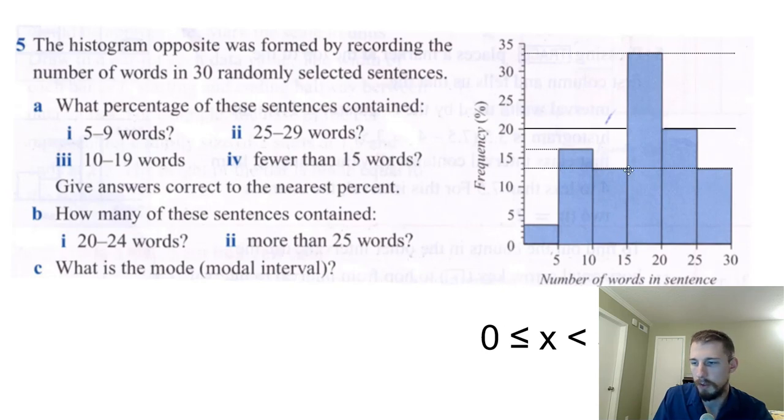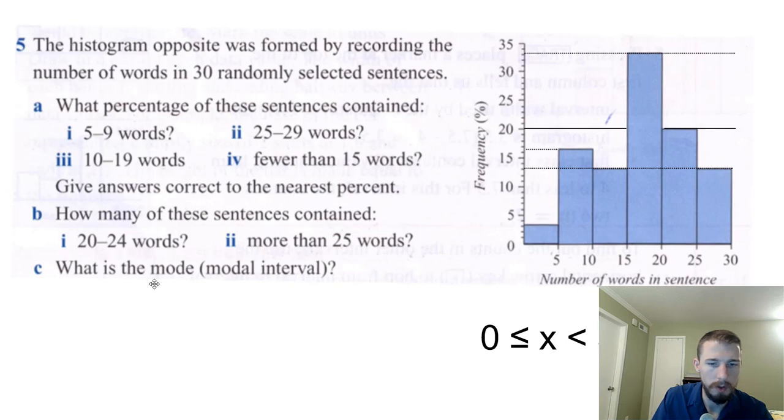Fewer than 15 words, so up to 15 but not including it, so that's not going to be in this one. We can add those 3 together. So that's 3 plus another, we'll just call that one 16, so that'll be 19, plus another 13. That's going to be 32. So 32% are all under 15 words. All right, no big deal. How many of them contained anywhere from 20 to 24? That's this bin here, which is 20%. More than 25 words, so 25 or more, that's going to be this bin right here, which we said was about 13%.